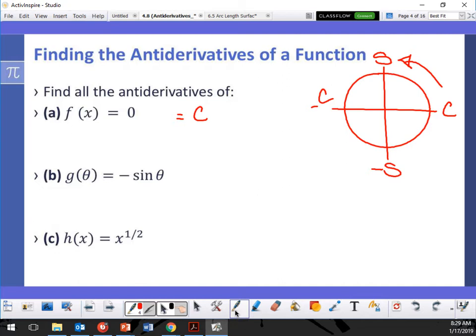Now, for this problem right here, what do you do when you take the derivative of x? You multiply the times the power, and the power goes down by 1. So if I do the antiderivative, we have to do the +1, right? But there's supposed to be a number before.